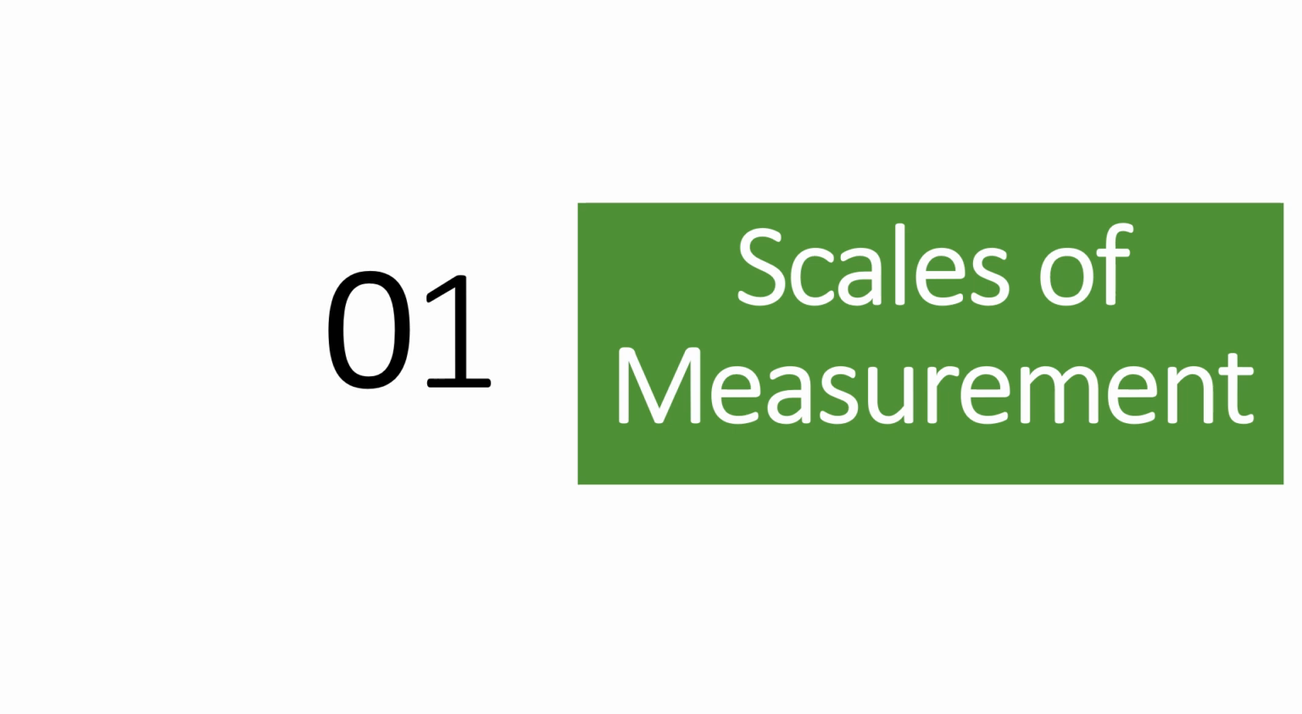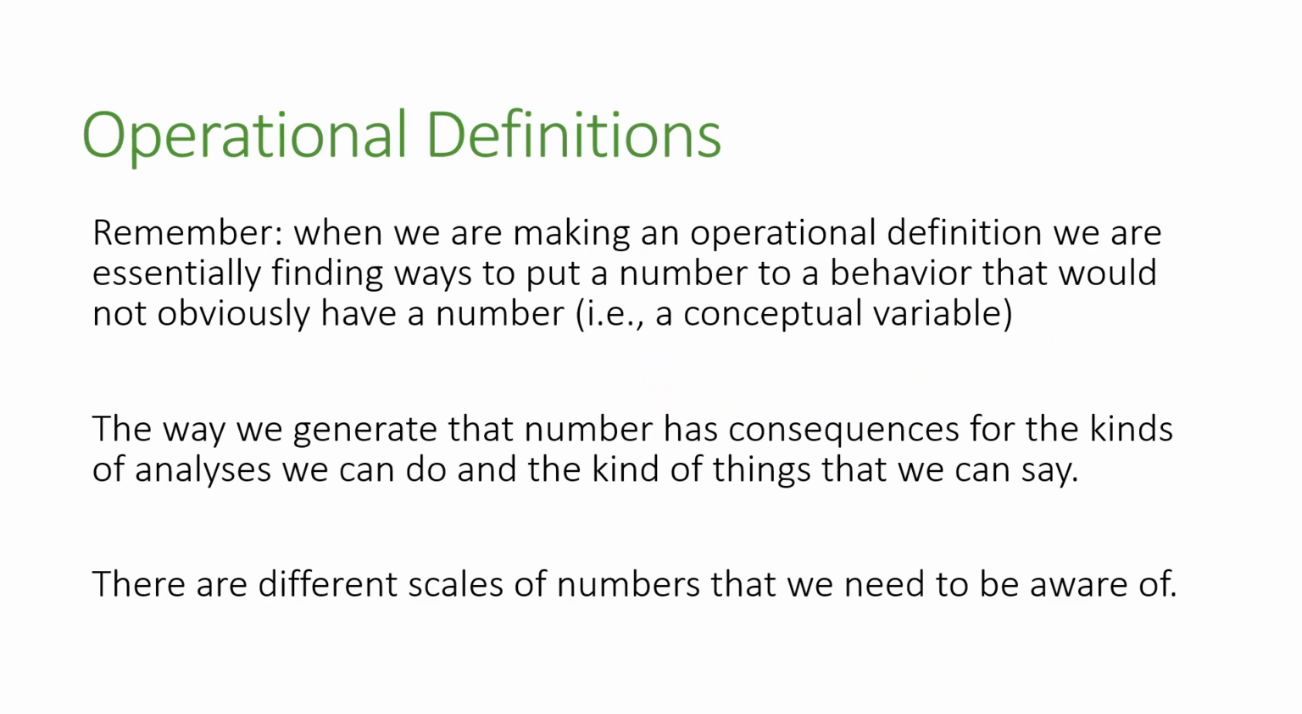And a good place to start is just to understand the different scales of measurement psychologists use and what they mean and when they are good to use and when they are bad to use. So again, with these operational definitions, we are finding a way to put a number to a behavior that would obviously not have a number. And the way we generate that number has consequences for the kinds of analyses we can do and the kinds of conclusions that we're able to draw. And so that's why we need to be aware of these scales of measurement.